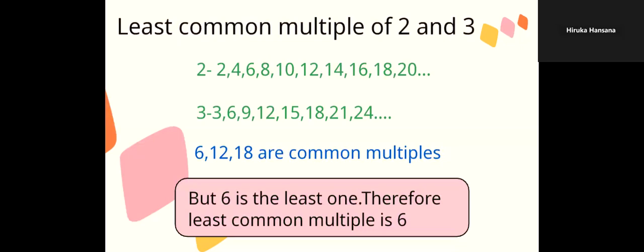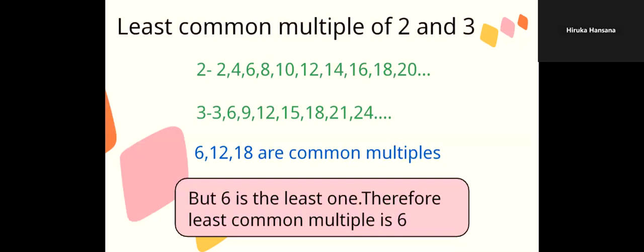But here, today we are trying to find the least common multiple. So least common multiple means out of these multiples, you need to pick the least one. So out of 6, 12, and 18, what is the least one? Definitely 6. So 6 is the least common multiple of 2 and 3. So this is just to give the example of how to find the least common multiple.